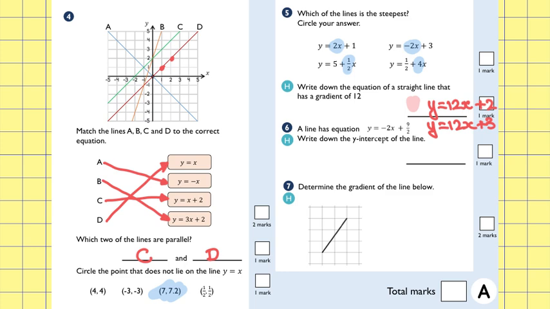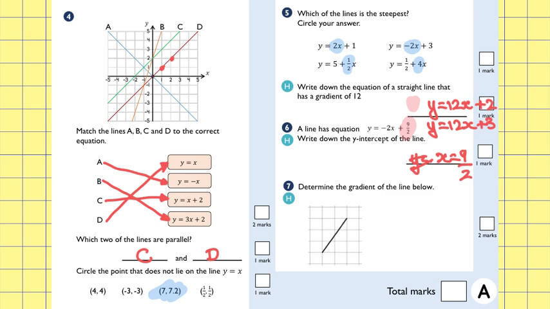A line has equation y equals minus 2x plus 9 over 2. Write down the y-intercept of the line. The y-intercept is always the number. So if we look here, the number on this is 9 over 2. So the y-intercept is 9 over 2.